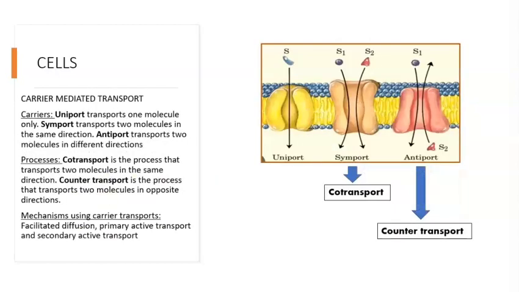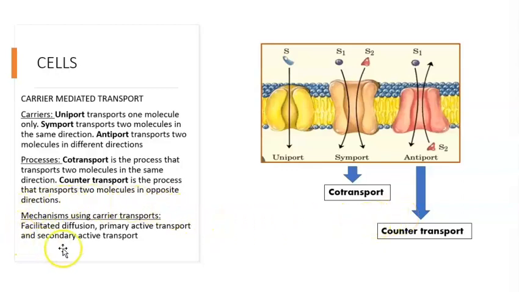So we scroll down and we have that there are 3 different kinds of carriers. There are going to be uniports, symports, and antiports. Uniport transports only one substance across the membrane. Symport transports 2 different ones, but they are transported in the same direction, and therefore that process is going to be called cotransport. Antiport transports 2 things, but these 2 things are going to be transported in different directions, meaning one outside the cell and the other one inside the cell. That process is going to be called a counter-transport.